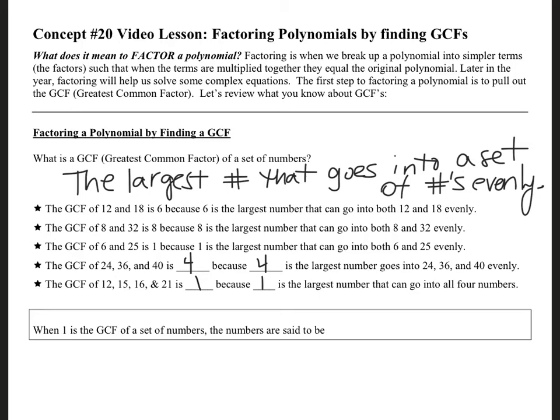Now, when 1 is the GCF of a set of numbers, we say that these numbers are relatively prime. So prime numbers are numbers where there's only 1 and itself. For example, 7 is a prime number because only 1 and 7 go into it. 11 is a prime number because only 1 and 11 go into 11, right? Well, when you're looking at a set of numbers, these numbers are not prime. Each number has something that can divide by it besides 1 and itself. But together, because only 1 goes into each of them, we call them relatively prime.